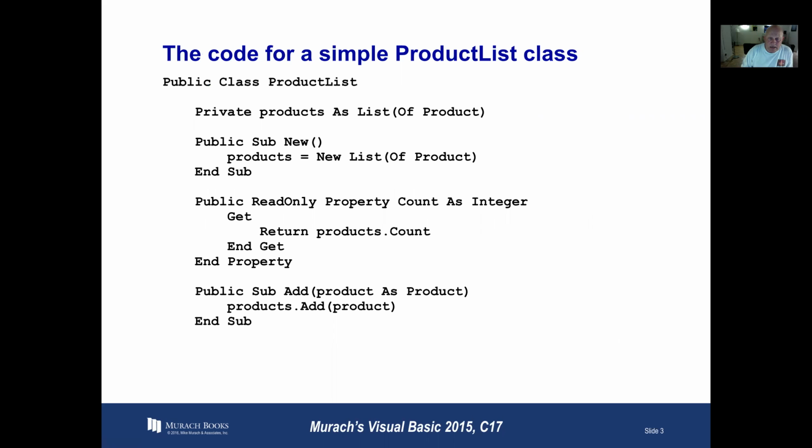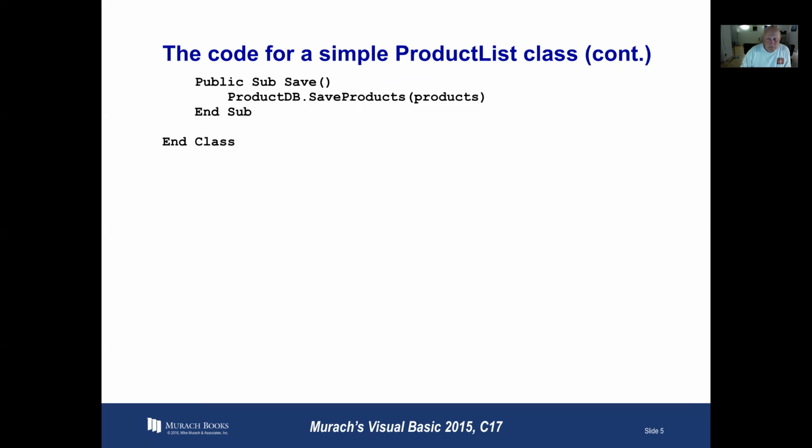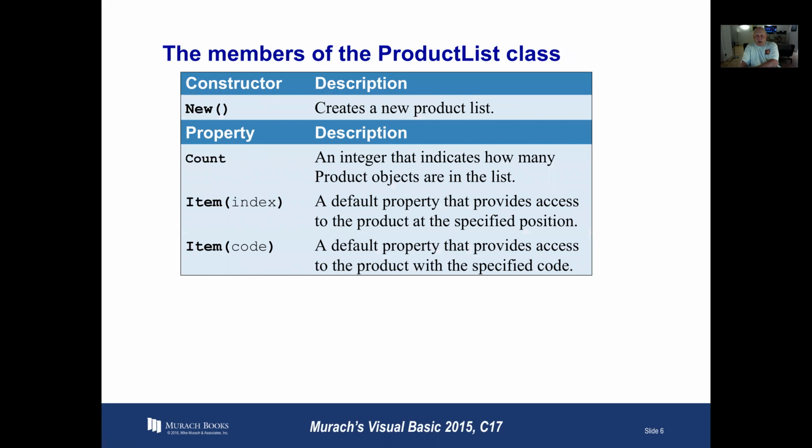The code for a simple product list is as follows. Continued. And even continued more. So these are the members of the product list class: new, count, item, item code. New creates a new product list. Count is an integer that indicates how many product objects are in the list. Item is a default property that provides access to the product at the specified position. Item code is a default property that provides access to the product with the specified code.